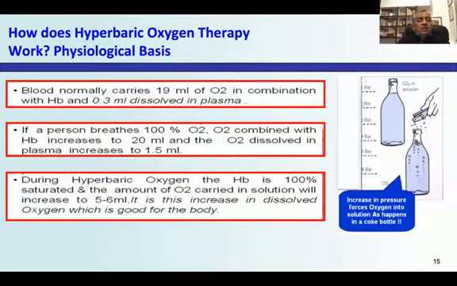This slide explains the physiological basis, and we all know that blood normally carries 19 milliliters of oxygen in combination with the hemoglobin and 0.3 milliliters dissolved in plasma. If a person now breathes 100% oxygen at sea level, oxygen combined with hemoglobin can increase from 19 to 20, and the dissolved oxygen from 0.3 to 1.5 milliliters. During hyperbaric oxygen, the hemoglobin is 100% saturated, and the amount of oxygen carried in solution will increase to 5 to 6 milliliters. So from 0.3 ml to 1.5 ml if you're breathing oxygen at normal pressure, and up to 5 to 6 milliliters if you're breathing it in hyperbaric oxygen.